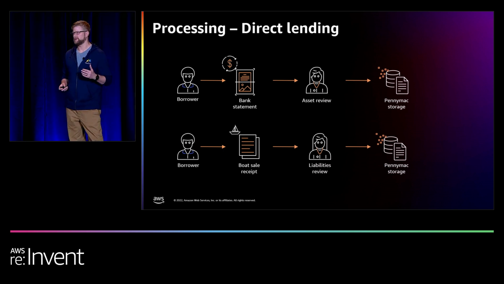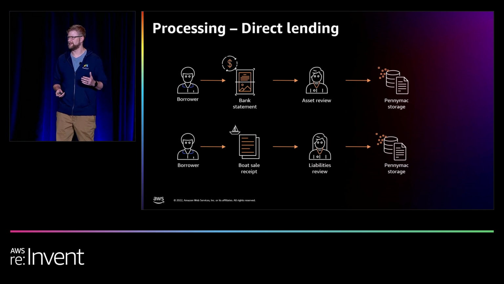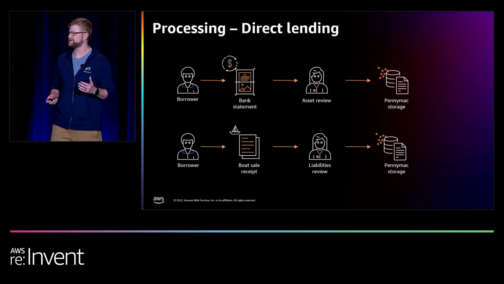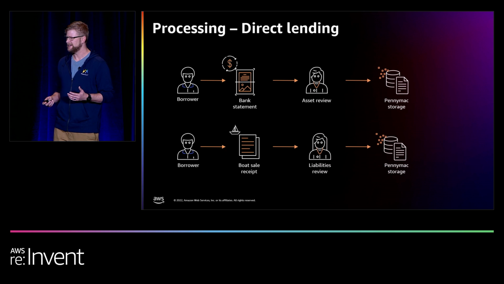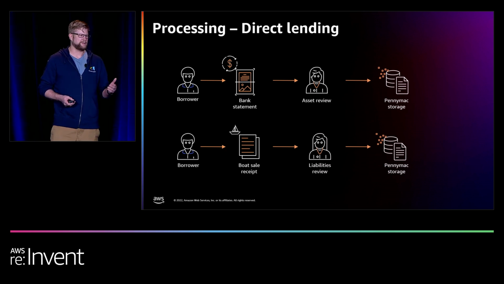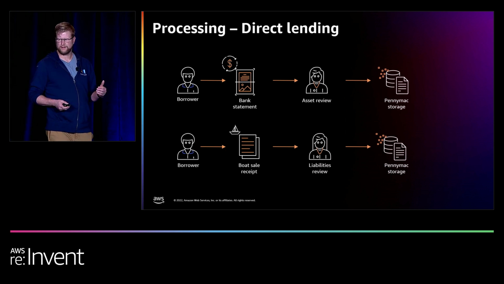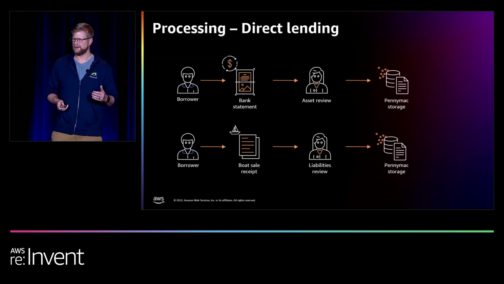So we reach out to the borrower and we say, hey, can you give us a document that explains where this cash comes from? And let's say, for example, the borrower uploads the receipt of a boat sale. They had a boat, they sold it, and they got a bunch of money. Later on in our process, maybe another associate is doing liabilities review, and they see that that boat had a loan associated with it, and that loan got closed out when the boat was sold.